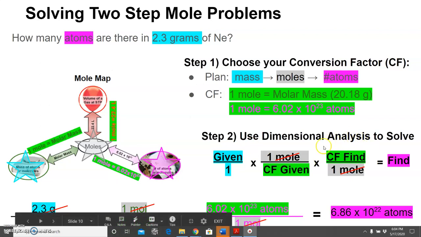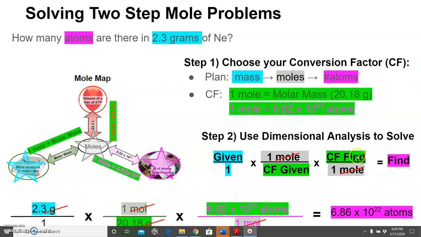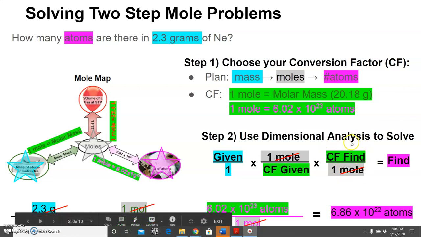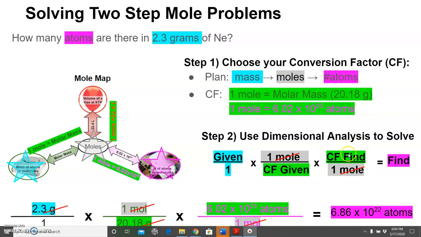And I just want to point out one correction that I made. This should be CF of the find, not the CF of the given in that second conversion factor. So whatever you're trying to find, that unit should be on top here so that you can end with units of your find.